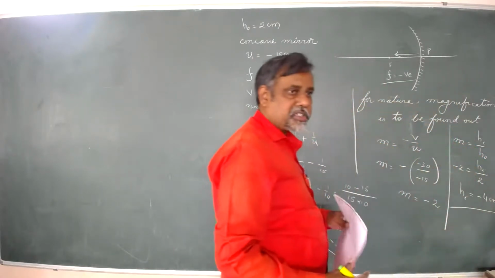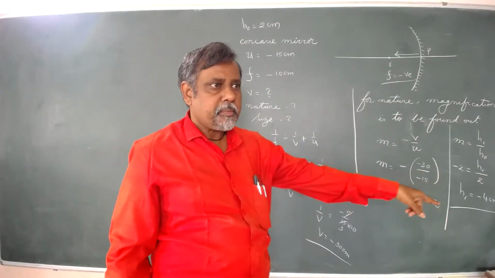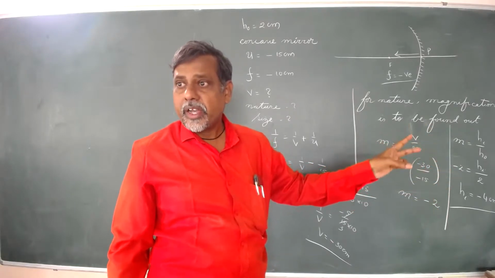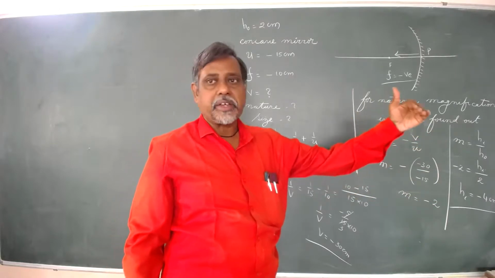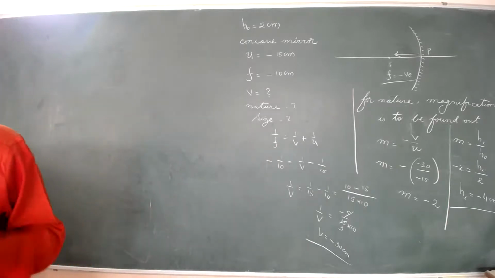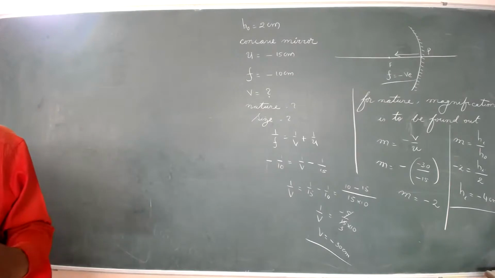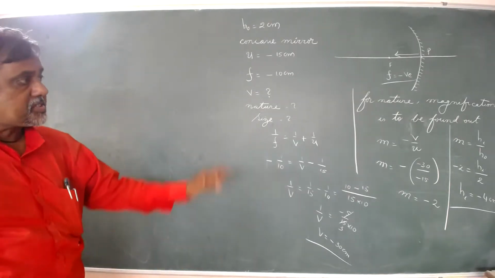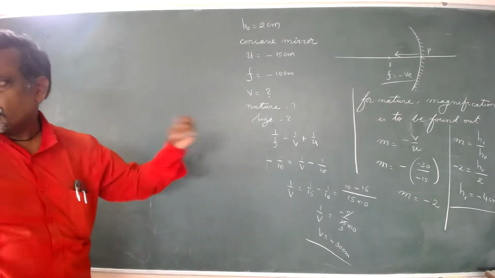See, even in the size of the image, a negative sign has come. That negative sign shows that the image is inverted. Why minus? Because it is below the principal axis. When it is above the principal axis, positive. When it is below the principal axis, negative, by sign convention. This is the way we have to work out the problem. Come on, please note it.